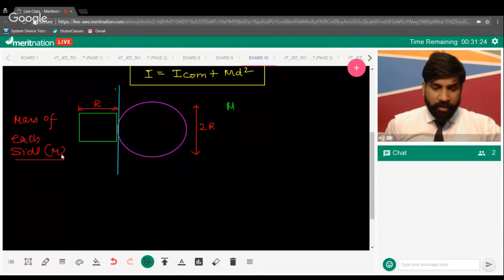Okay, so Subhash, your answer is 3/2 ma square. Okay, fine. I'm talking about the whole arrangement. Yeah, I'm waiting. I'm giving you 2 minutes.